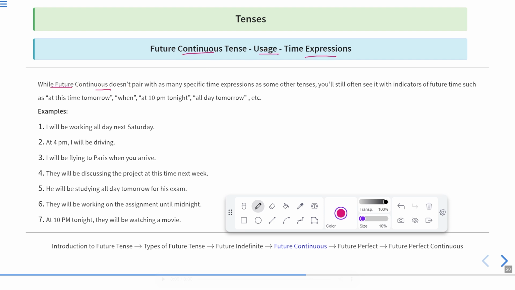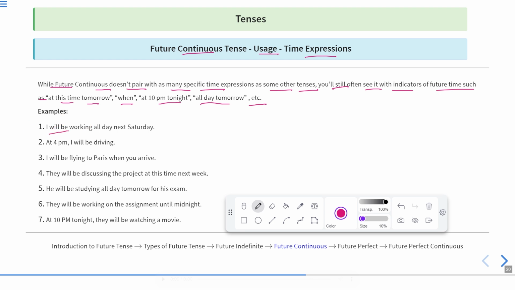While future continuous doesn't pair with as many specific time expressions as some other tenses, you will still often see it with indicators of future time such as at this time tomorrow, when, at 10 p.m. tonight, all day tomorrow, etc. So these time expressions can be used in future continuous tense sentences.